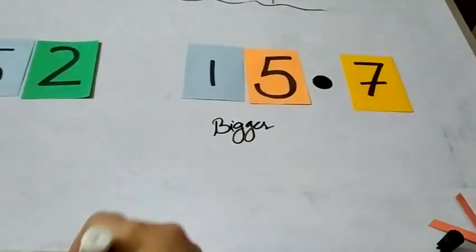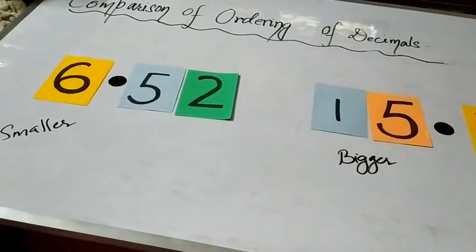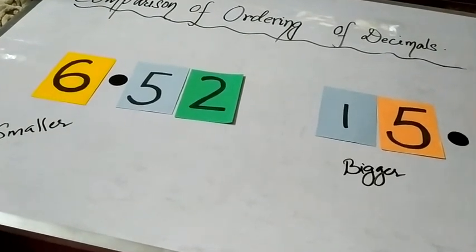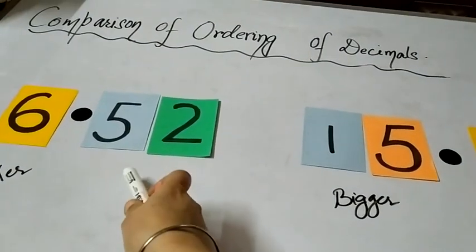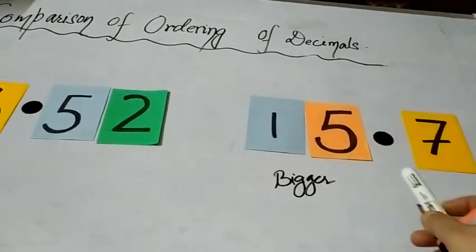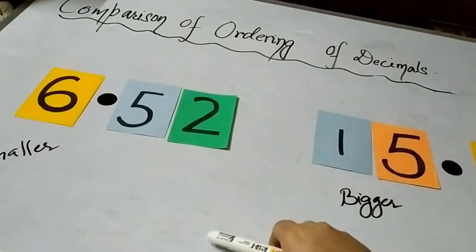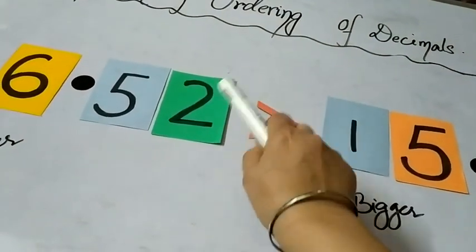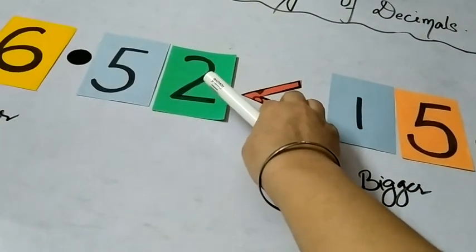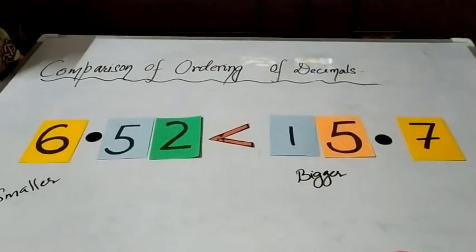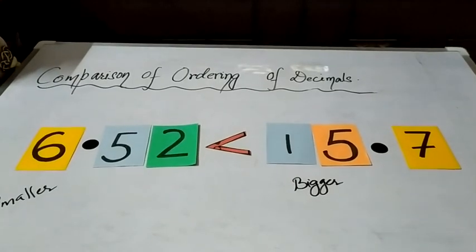So in the first step only we know which one is smaller and which one is bigger, because 6 is smaller, so the whole decimal number is smaller. It doesn't matter whether the decimal part has more digits or bigger digits. If the first part tells us it is smaller, then the whole number is smaller. And how will we read the number now? 6.52 is smaller than 15.7.